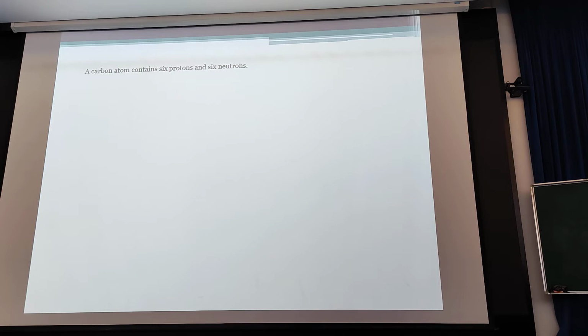Come to some source questions to revise this part. So, a carbon atom contains 6 protons and 6 neutrons. What are its atomic number and atomic weight?